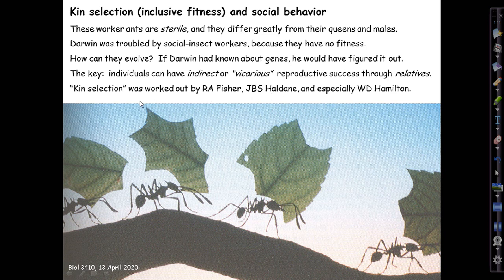Later in the 20th century, what we now call the theory of kin selection was worked out by R.A. Fisher, who invented quantitative genetics and the analysis of variance, J.B.S. Haldane, who we met briefly when we discussed rates of contemporary evolution, and especially by William Hamilton, known as W.D. Hamilton. All three of them Brits, as it happens.